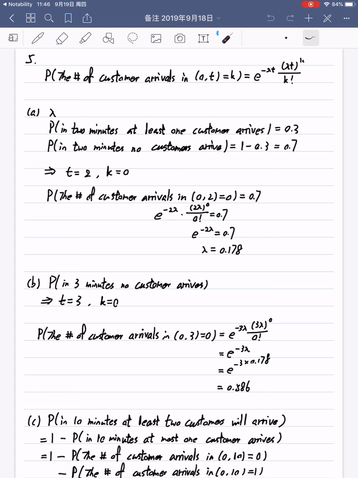Then apply t and k into the function, we can get that lambda equals 0.178.